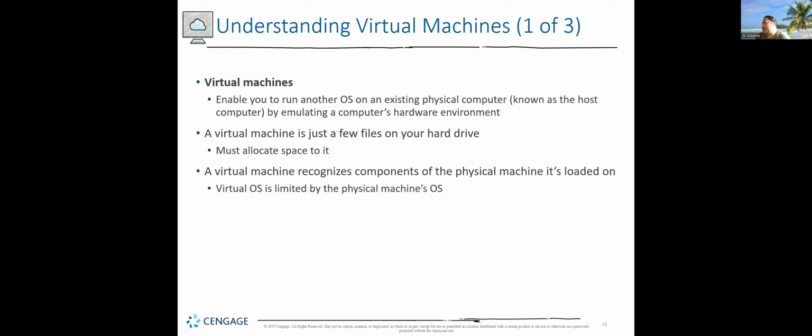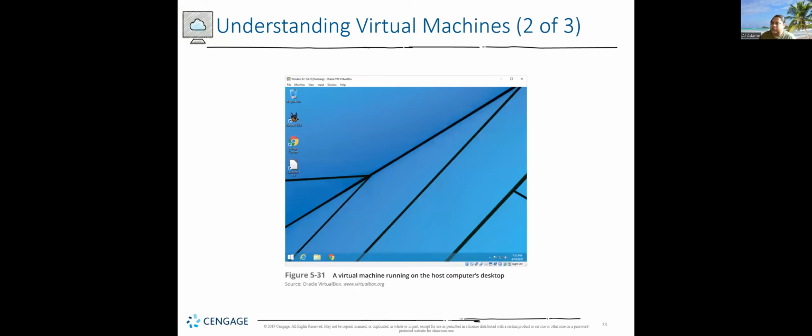A virtual machine recognizes the components of the physical machine it's loaded on, and the virtual OS is limited by the physical machine's OS. Kinda. You can specify how much of each resource it gets, even up to your graphics card. I do a basic 100 megabyte video card that doesn't exist. Technically, it's just a virtual thing. Here's what that looks like. Digital thing, sorry. See, that's what a VM looks like.